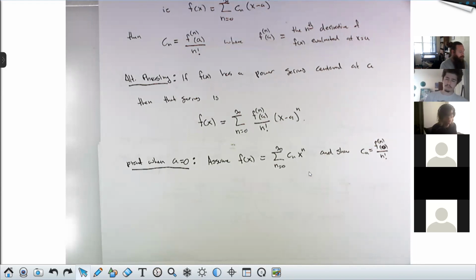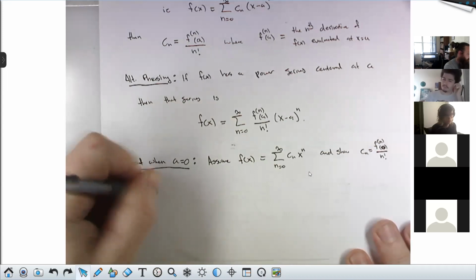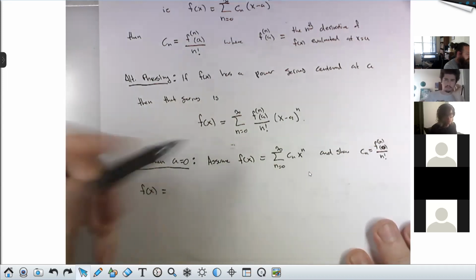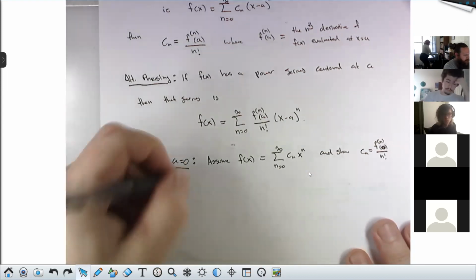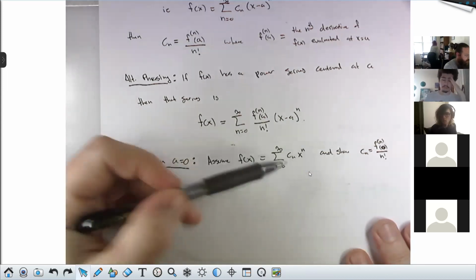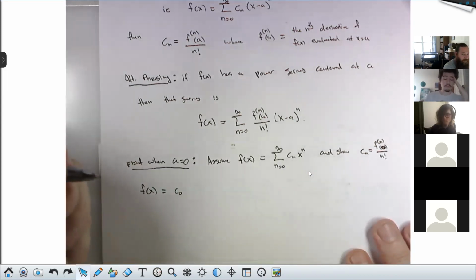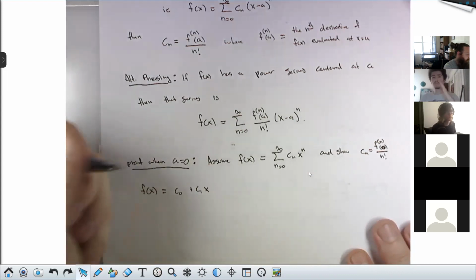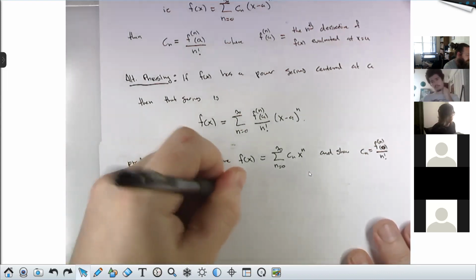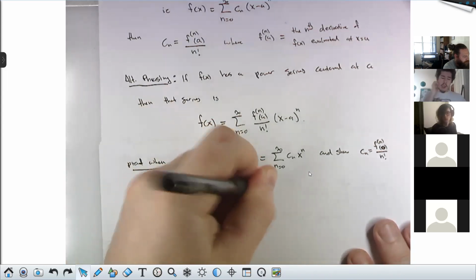All right. So we're assuming that f of x can be rewritten as this power series. If I write this power series out in long form, what does that look like? Well, when n is 0, I get c0 times x to the 0. When n is 1, I get c1 x plus. When n is 2, I get c2 x squared. I'm going to write out a bunch of these.